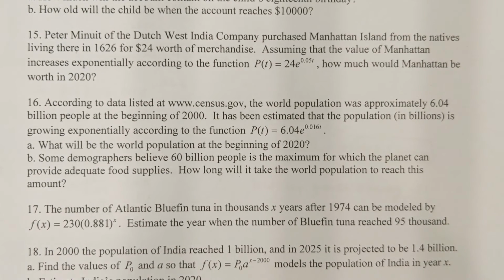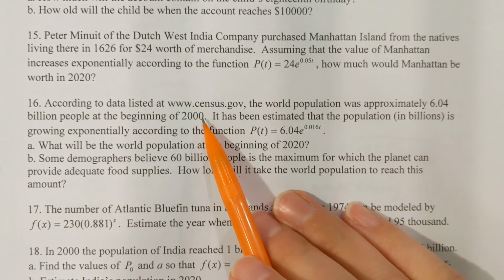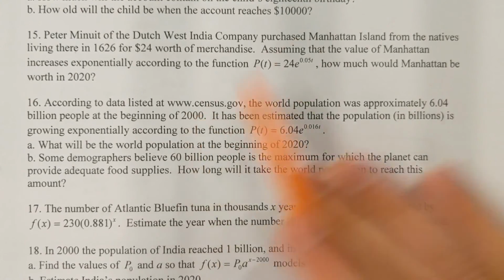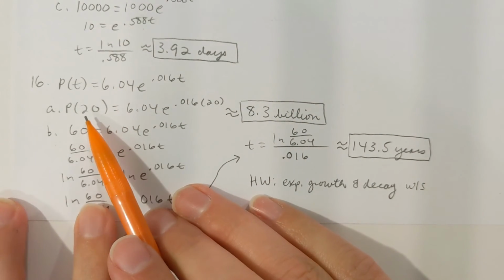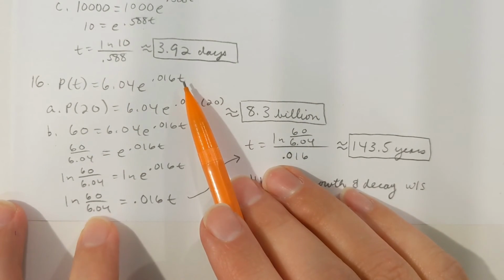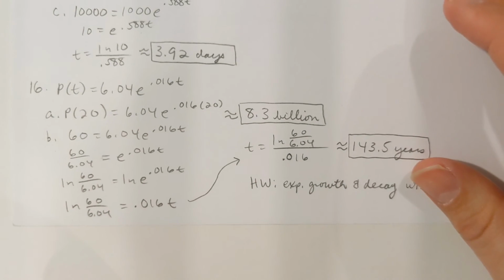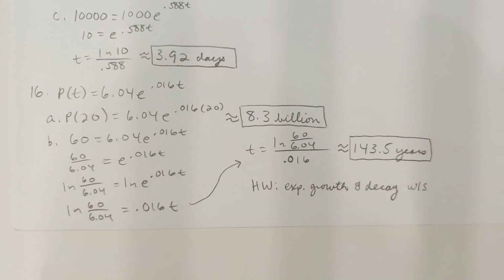So t is the time, more specifically, the number of years since 2000. Well, in 2020, it would have been 20 years since. And so I would want to just plug 20 into the formula where I see t and then go to the calculator. If you do that, you should be getting roughly 8.3 billion people estimated in the world during the year 2020, this year.